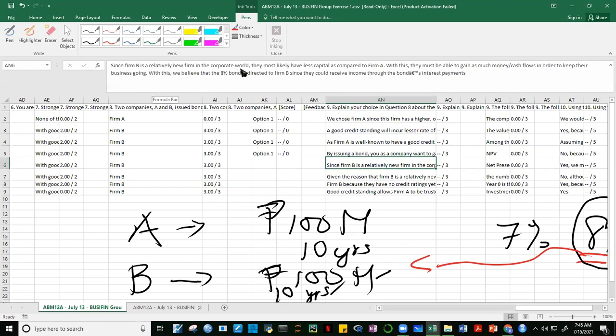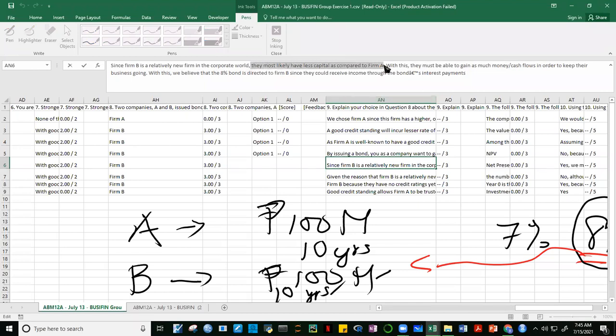Firm B is relatively a new firm in the corporate world. They will most likely have less capital as compared to Firm A. This might be true, but we really don't know, guys, because we haven't seen their financial statements. It says most likely, but not necessarily true. The issue here is that both need additional capital of 100 million. Whether Firm A has a bigger capital than Firm B, we don't know. That can only be known by looking at the financial statements, in particular the balance sheet. So we cannot really conclude this.